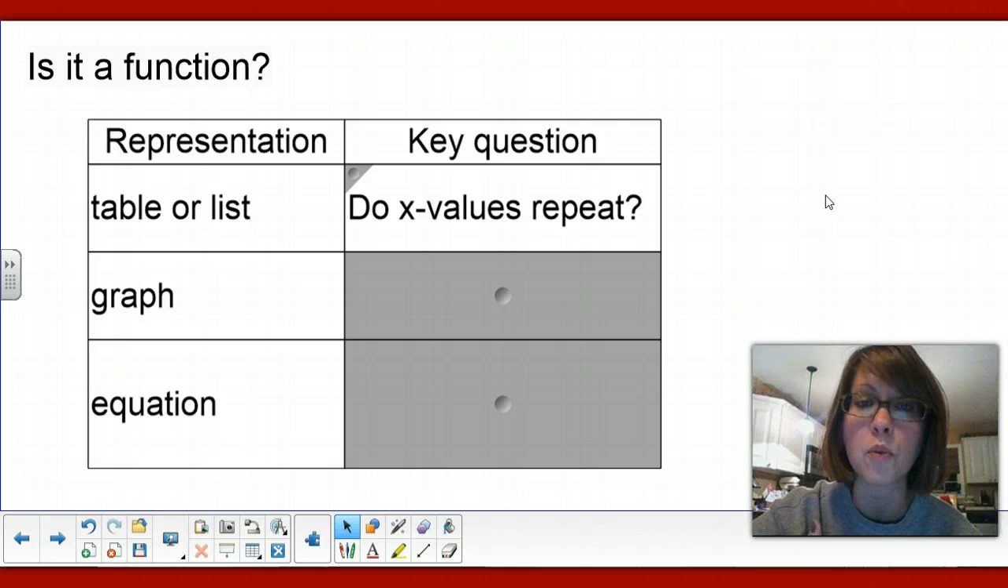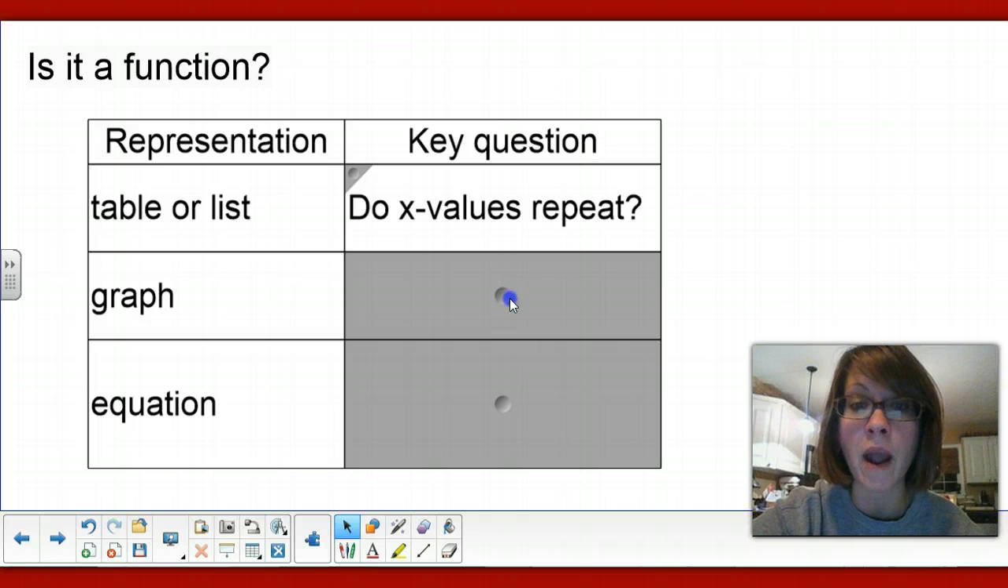Remember, a function is something where if you input one thing, you output one thing. So if you have x values repeating, x's are our input, then you have one x outputting 2 different things, and that's not a reliable function. So cannot have repeating x values.